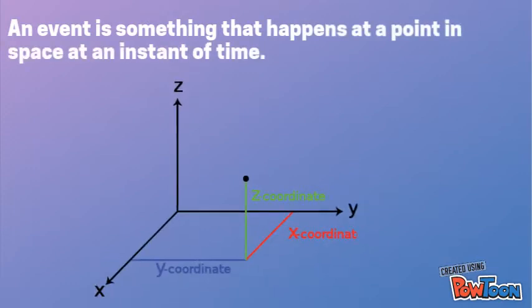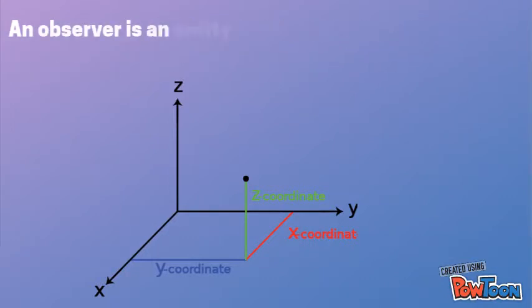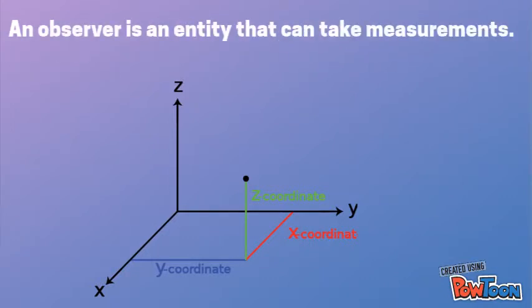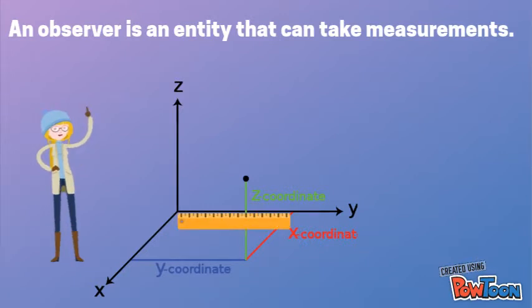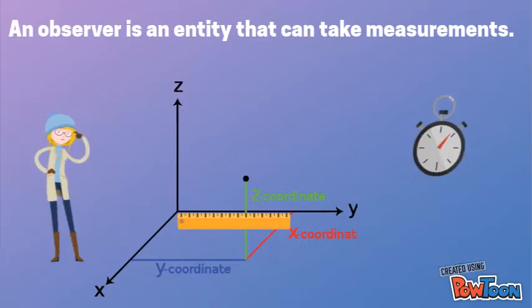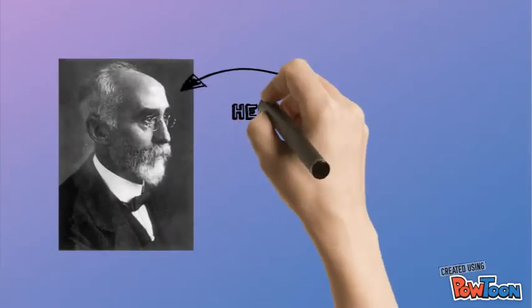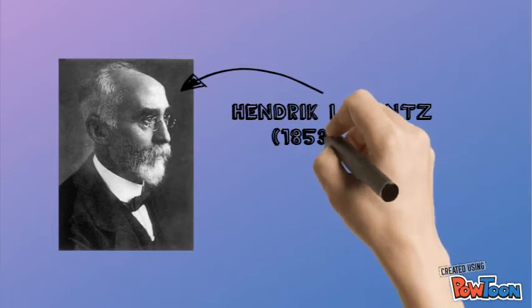But before we proceed, we need to define two terms. An event is something that happens at a point in space at an instant of time. An observer is an entity that can take measurements. In each reference frame, an observer can use a local coordinate system to measure lengths and a clock to measure time intervals. In order to describe the same event in different relativistic frames, we use Lorentz transformation.